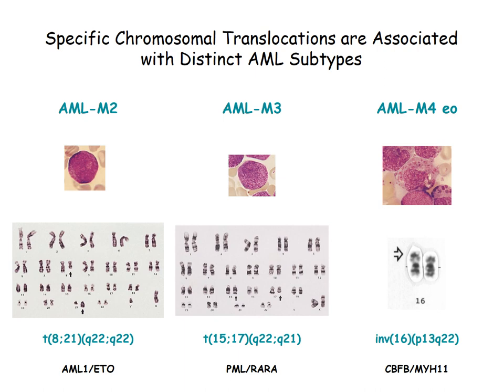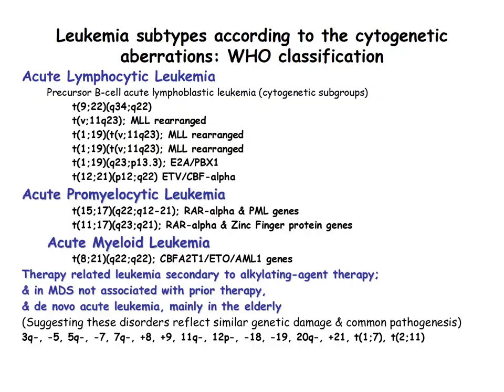AML M4 results due to inversion in chromosome 16, which brings together these two genes, CBFB and MYH11, which are otherwise at separate locations on chromosome 16. So this is the importance of identifying the genetics of cancer cells. Here are more examples which show how the WHO classification took into account the cytogenetic abnormalities to differentiate between varieties of acute lymphocytic leukemia and acute promyelocytic leukemia.